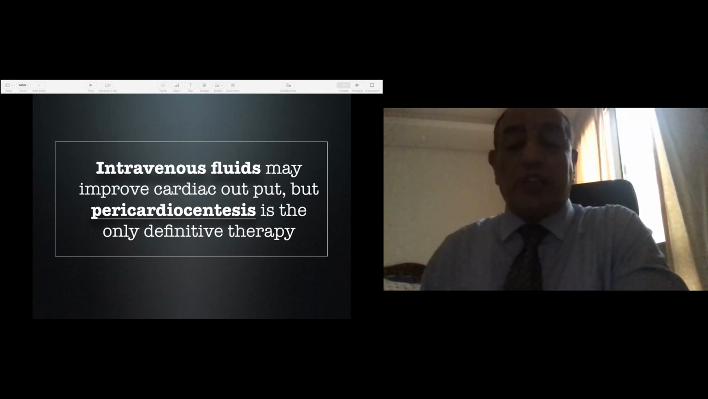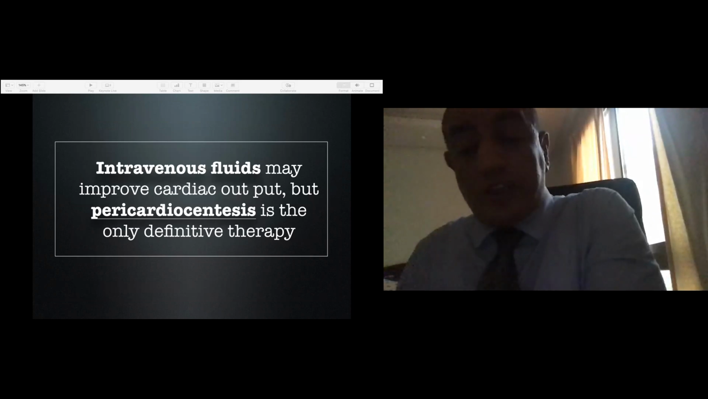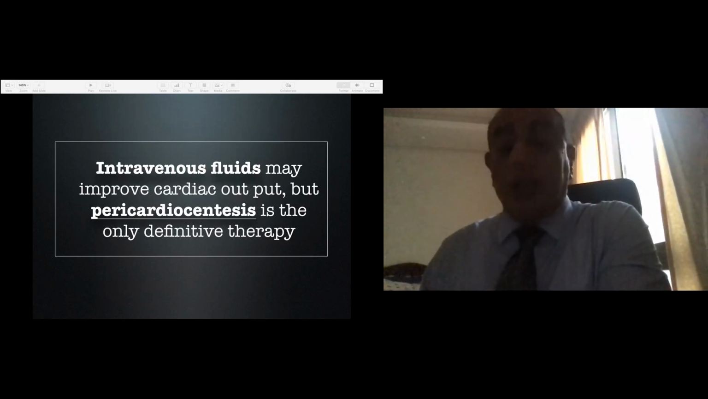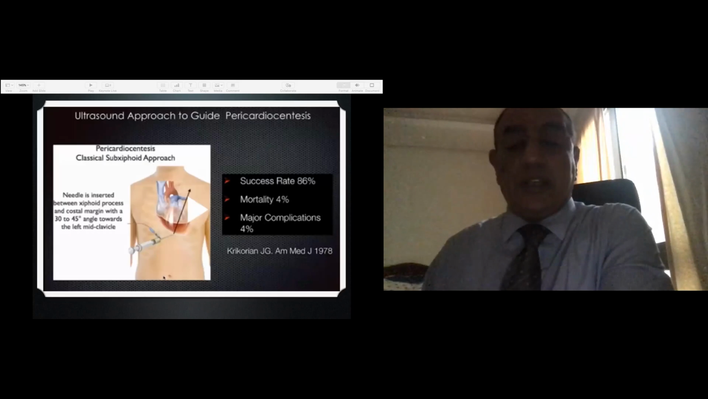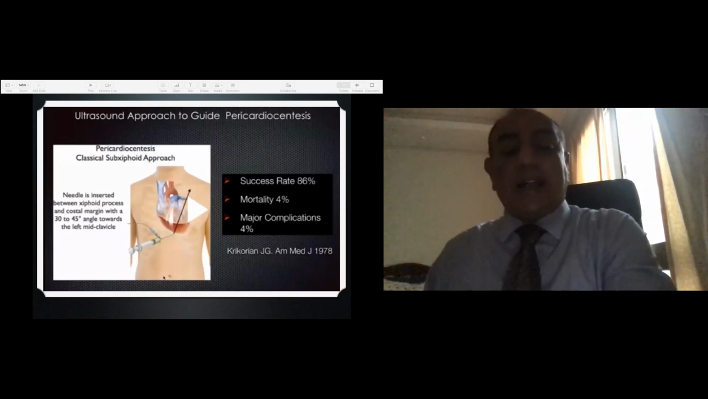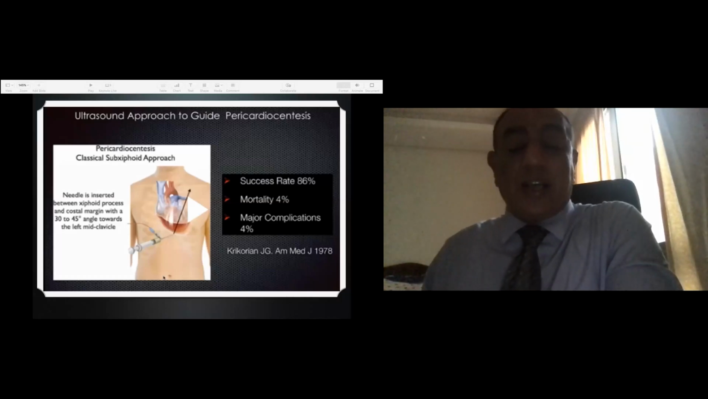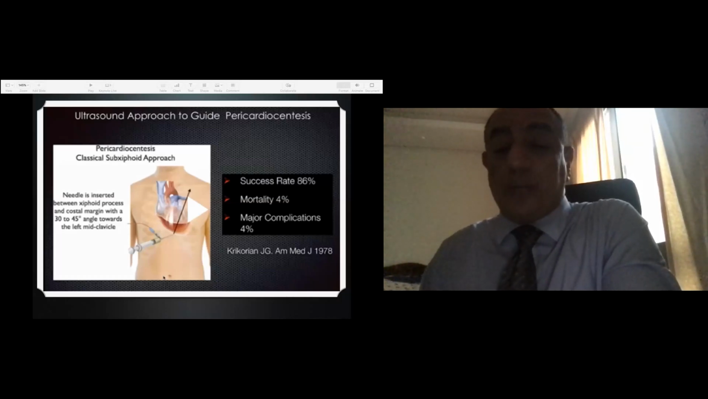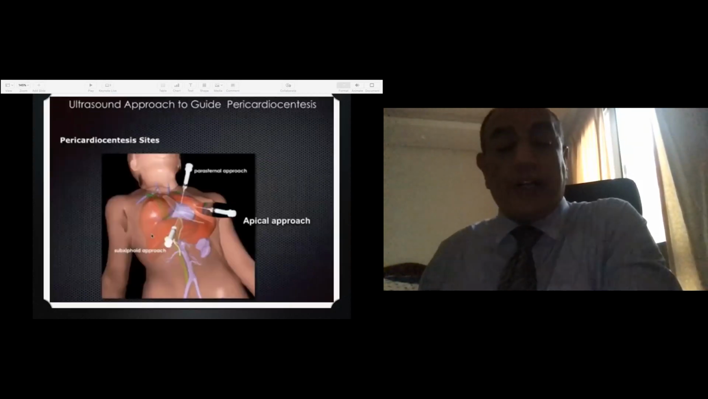You have to start intravenous fluid, and elective intubation for this shocked patient. And the only therapeutic strategy here is pericardiocentesis. There are 3 axes for pericardiocentesis: subxiphoid, with a success rate of more than 86%, mortality during the procedure less than 4%, and major complications 4%. This is the most appropriate axis for pericardiocentesis.